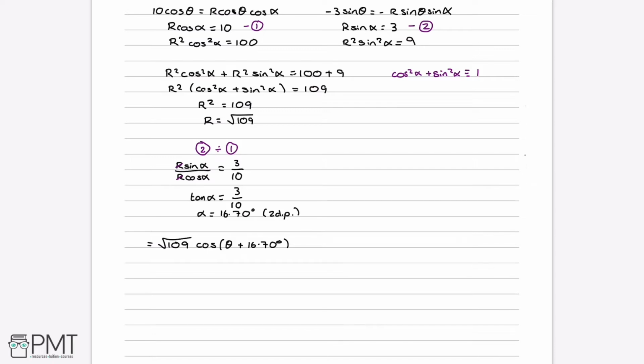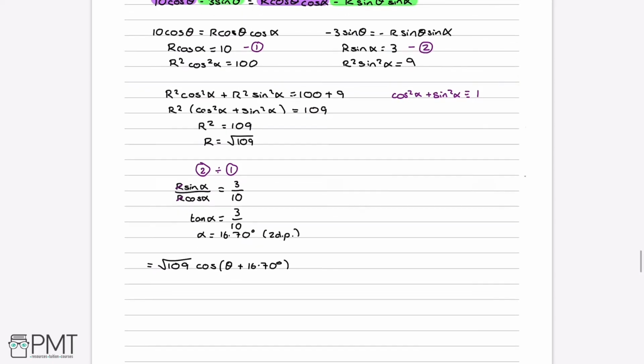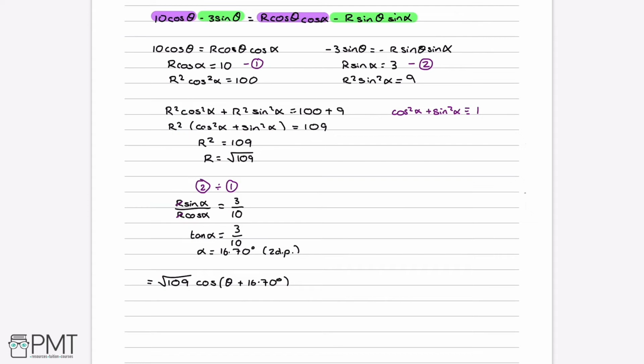Of the 3 marks available for this question, our first mark comes from finding that r is equal to the square root of 109. Then we get a method mark for writing that tan alpha is equal to 3/10. And our final mark comes from finding that alpha is equal to 16.70, and therefore we can write it in this form. So that's kind of a joint mark for these two.